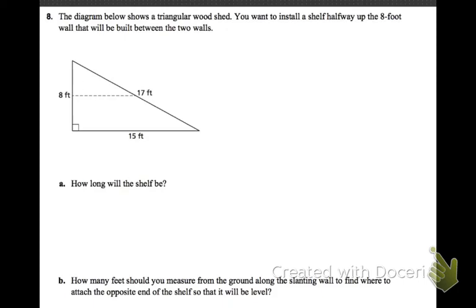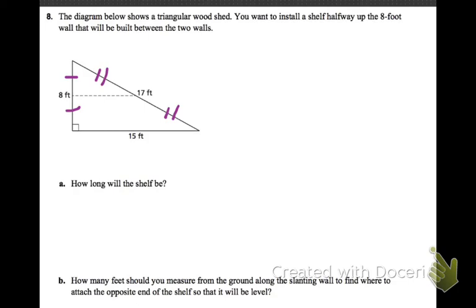Okay, so as soon as I know that this is halfway up, I know it connects the midpoint, and I want it parallel with the floor, right? So it's got to connect with the midpoint on the slanted wall. So how long would the shelf be?